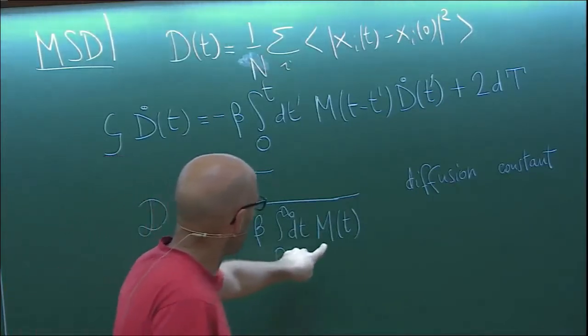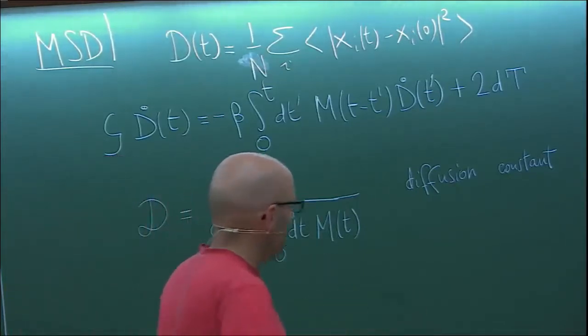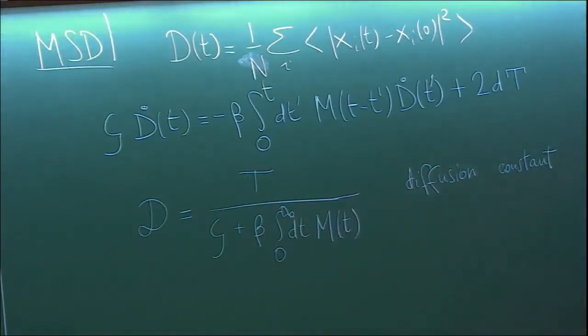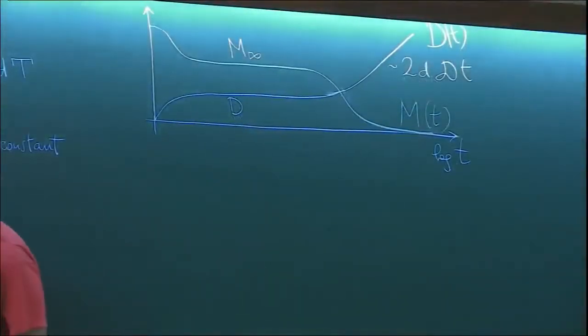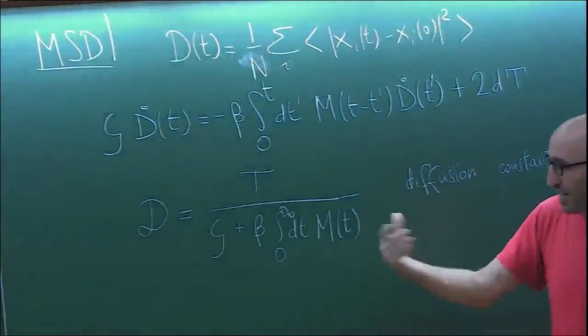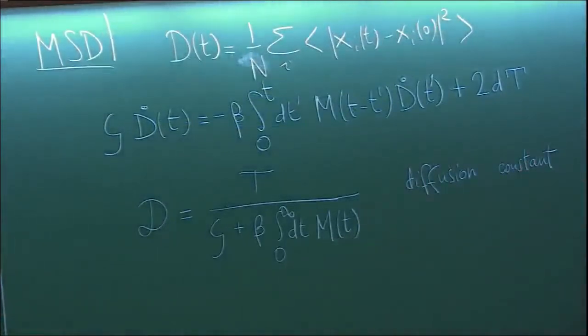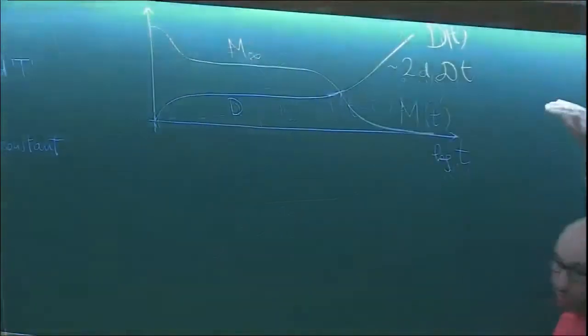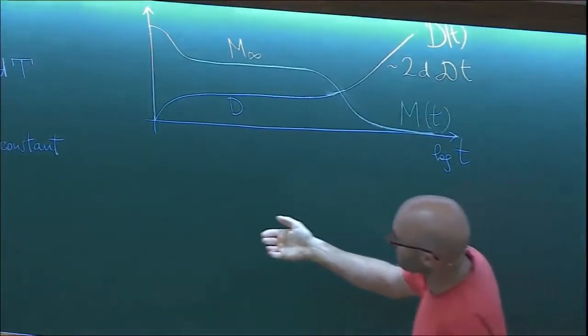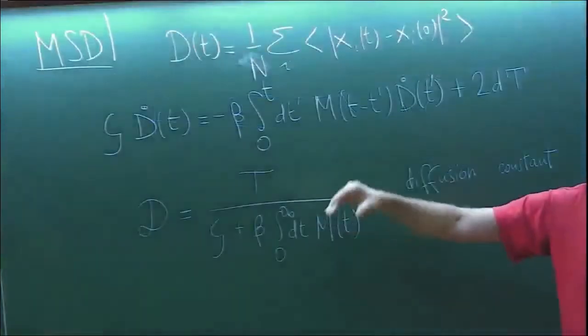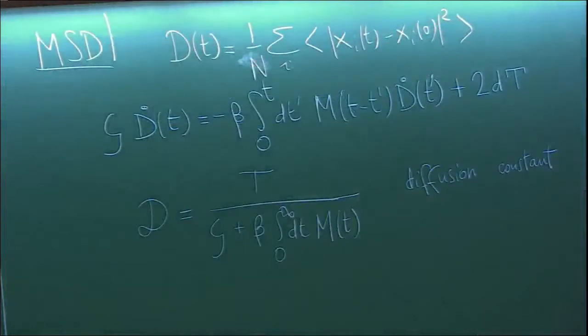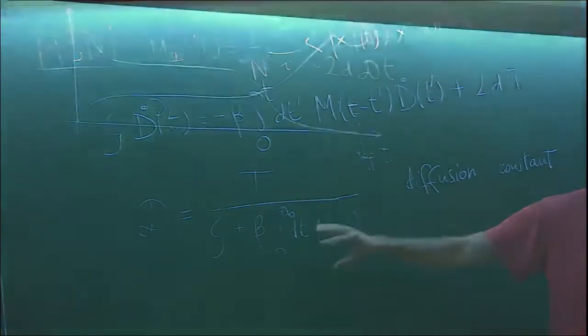But then you see that if the memory starts to be long-ranged, then this integral will be large and the diffusion will be small. And eventually, when you reach a plateau, if the plateau goes to infinity, then the memory becomes infinite. This integral becomes infinite and the diffusion constant vanishes. So you get the glass transition. Yeah, so the zero frequency limit essentially controls the diffusion.